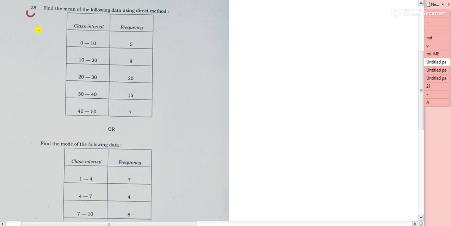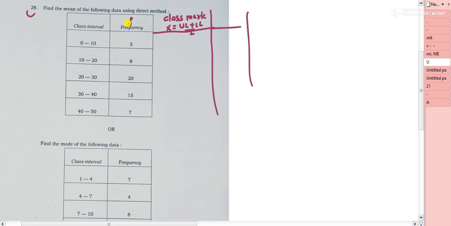So question number 28 is, find the mean of the following using direct method. So mean, how to find mean? See, you have class interval and frequency. So first you need to find class mark, right? Class mark, that is x. And what is that? It is upper limit plus lower limit by 2. Okay, so that you have to write properly. And here f, this is f and this is x, so f into x you have to write. Okay, so how are you going to find this class mark? 0 plus 10 by 2. So half of this 10 is how much?